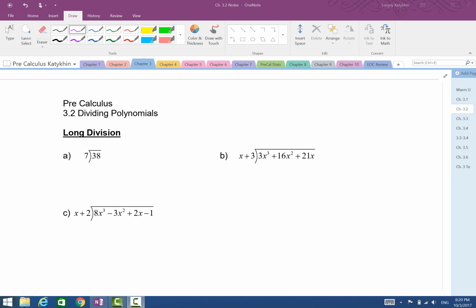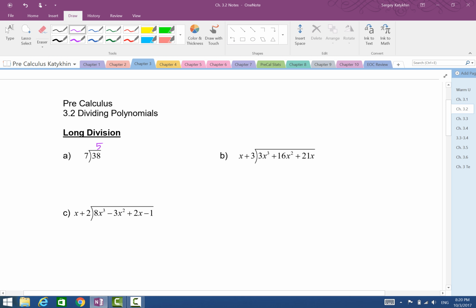So the first step, you always ask yourself, what do I have to multiply 7 by to get something between or less than 38 but not higher than 38? In other words, how many times does 7 go into 38? And we know it's going to be 5 times.